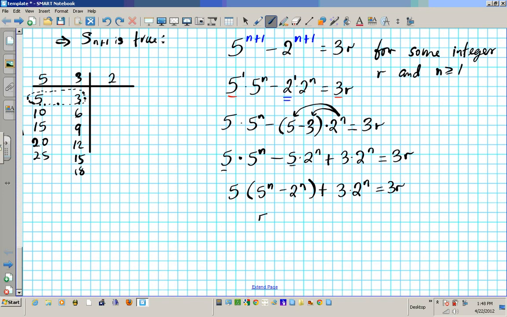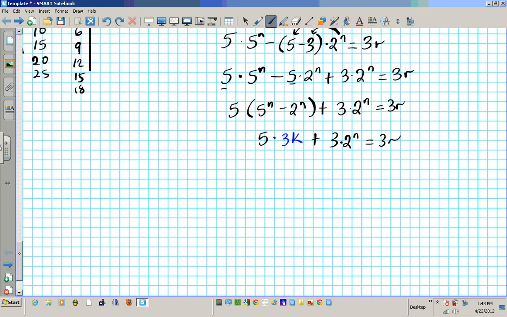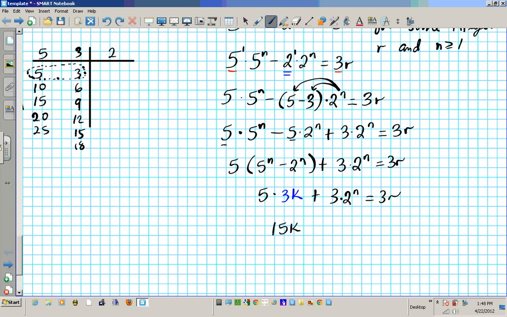So I can rewrite this as 5 times, instead of this, based on my inductive hypothesis, I can make that 3k. Okay? And then plus 3 times 2 to the n equals 3 to the r. If I multiply these two, I'm going to have 15k plus 3 times 2 to the n equals 3 to the r. Now, can I factor out 3 from these two? Is 3 a multiple of 5? Absolutely, and clearly 3 is a multiple of this expression here, because you can see it's 3 times something, okay? So I'll factor out a 3, and I'll be left with 5k plus 2 to the n equals 3 to the r.